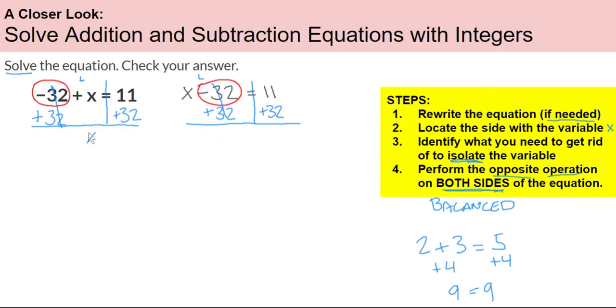I have x by itself on both of these. It doesn't matter which one you do. And then I got 11 plus 32 in both of them. 11 plus 32, well, that's going to be 43.